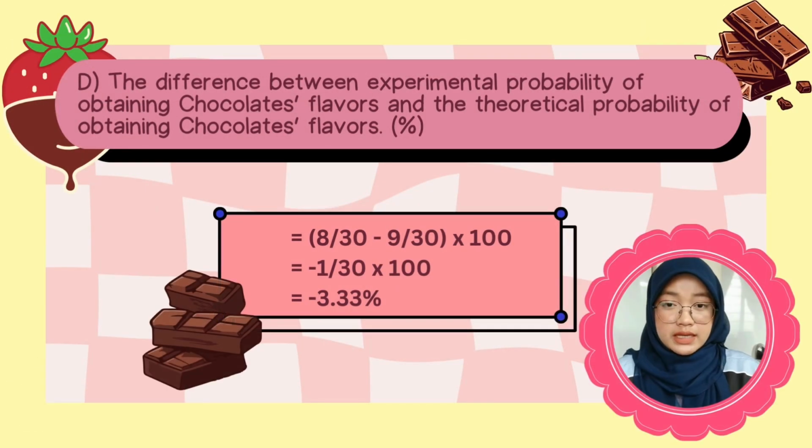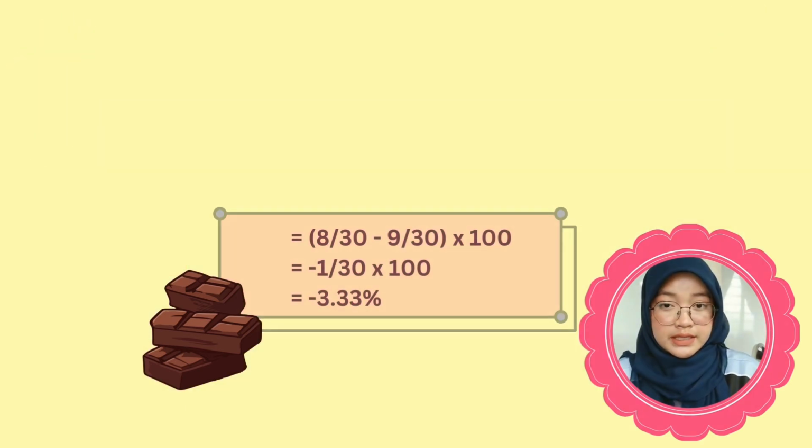For question D, E and F, we need to find the difference between experimental probability and theoretical probability of each flavor. To get that, we use the formula of experimental probability minus theoretical probability. The answer that we get, we need to multiply by 100 since they want in percentage.